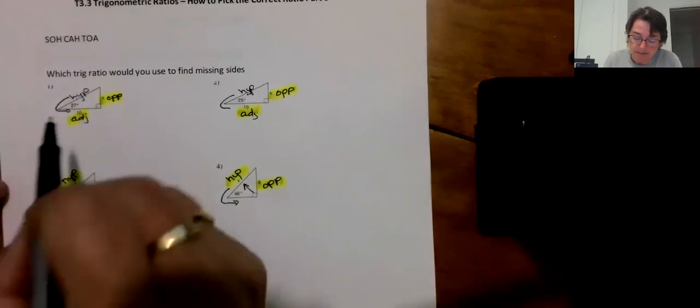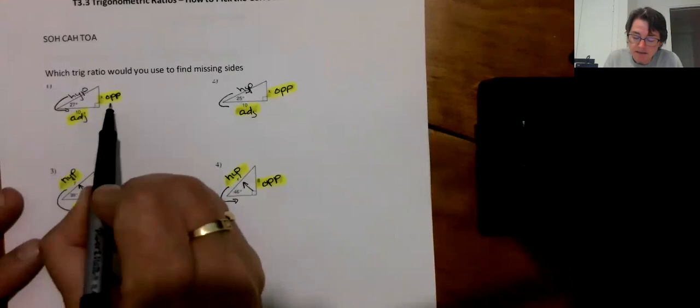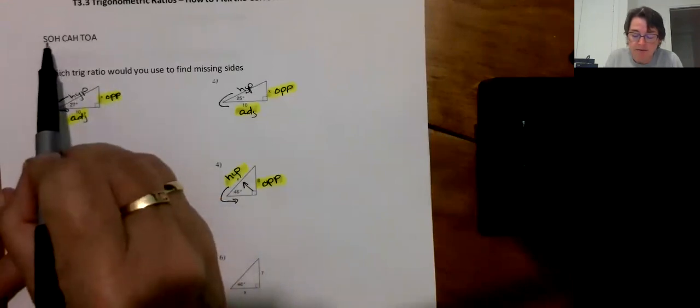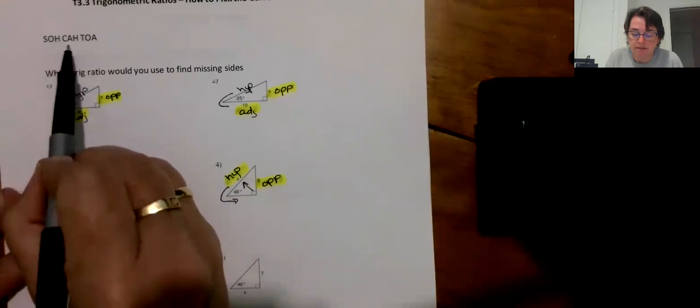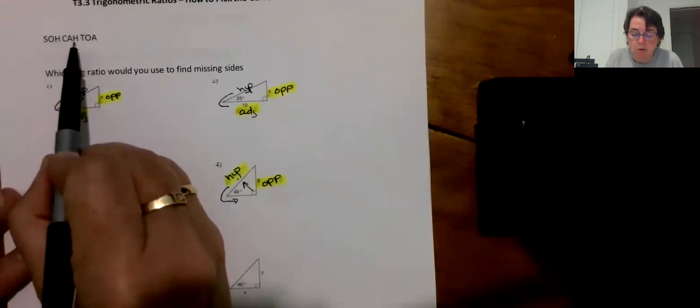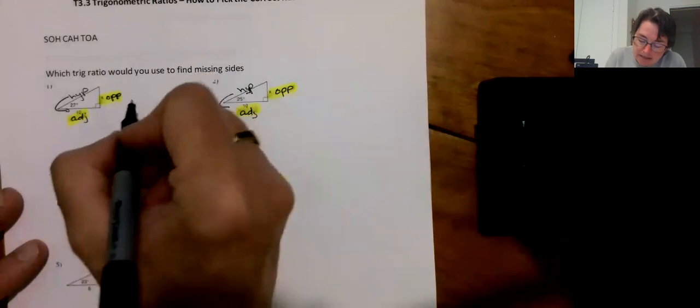So on this one, I have the adjacent and opposite sides. So when I go through here, this is sine. It asks for opposite over hypotenuse. So that's no good. Adjacent over hypotenuse, no, it's going to be tangent.